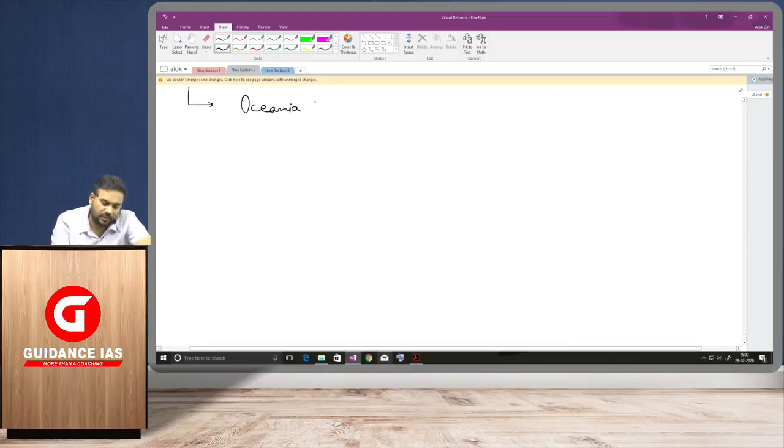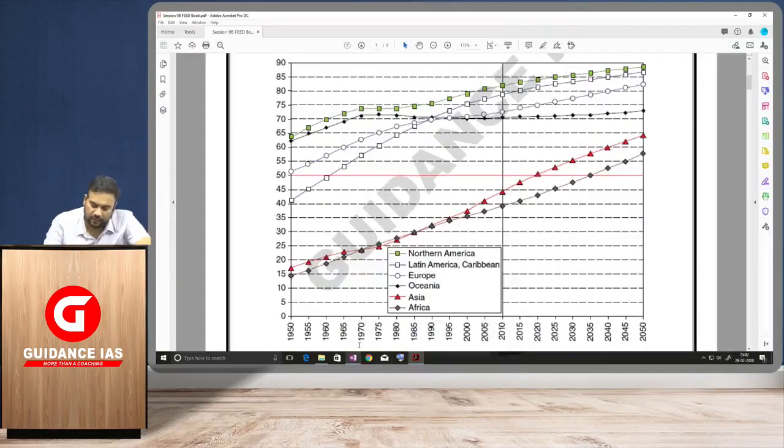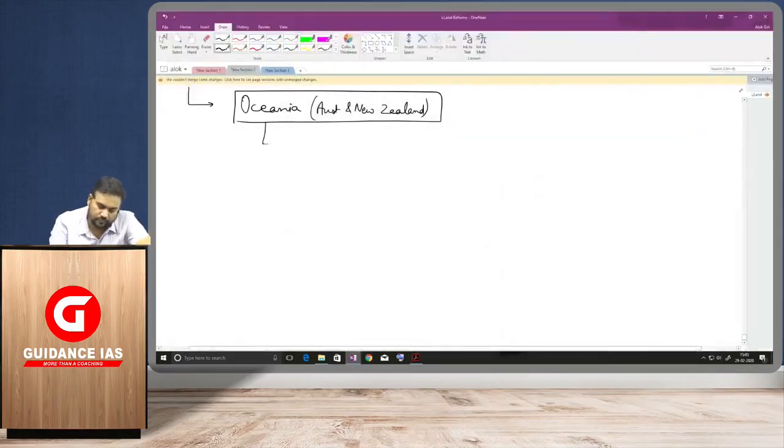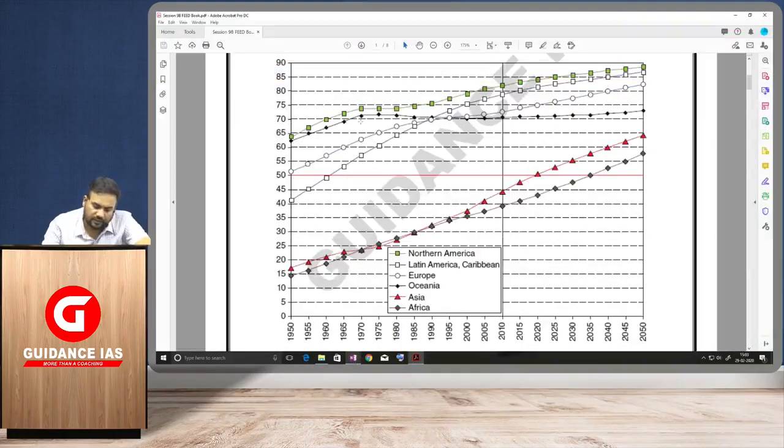And in Oceania, here we are mostly talking about what? Australia and New Zealand. So if you look into the pattern of Australia and New Zealand, what you will be finding, this is Oceania, this point. So 63% in 1950. It continued to grow, it registered some increase, and it became 71% in around 1970.